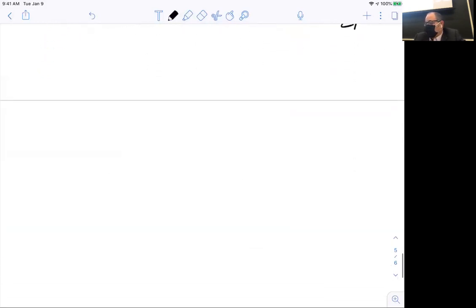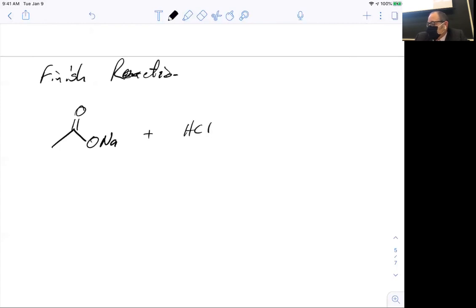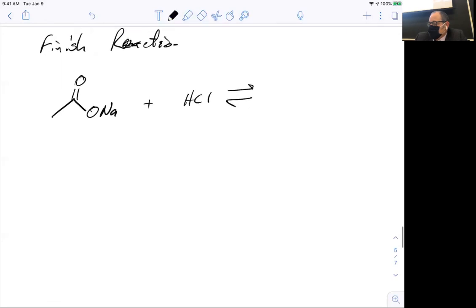All right, let's finish some reactions. This is one that has thrown students off in the past: just finish the reaction. So show the products of this reaction.